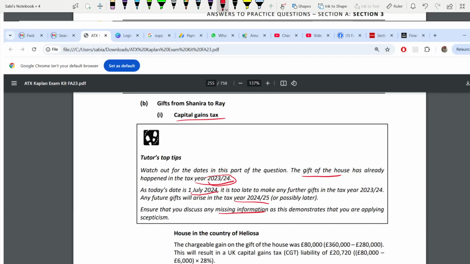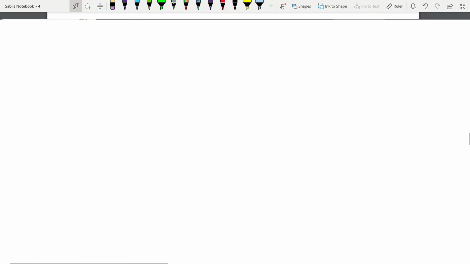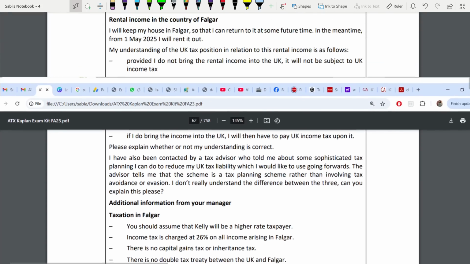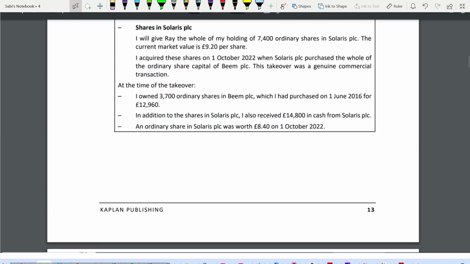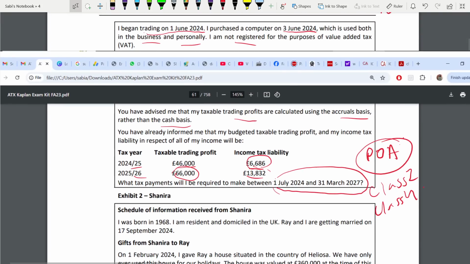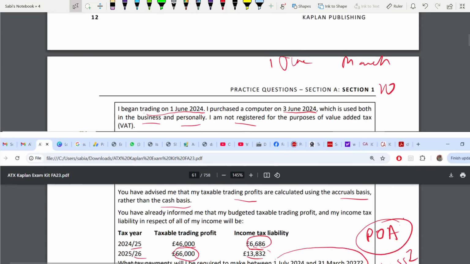This will show that you are applying your professional skepticism skill. This is how you get your professional skepticism marks. So first we'll talk about the house in another country, Heliosia. Here, if you read Heliosia, Exhibit 2. So Exhibit 1 I've completely finished. Now I'm in Exhibit 2.